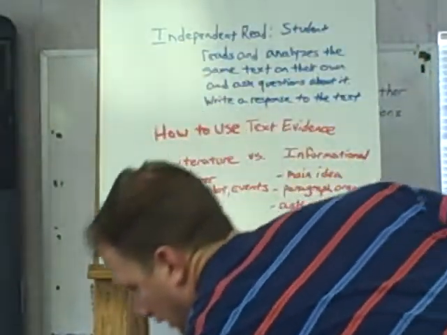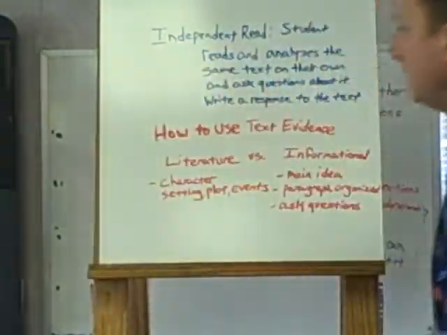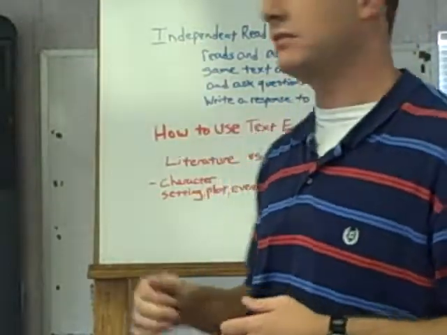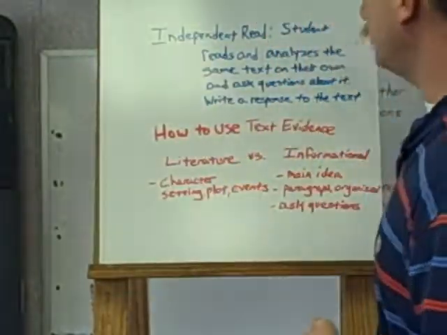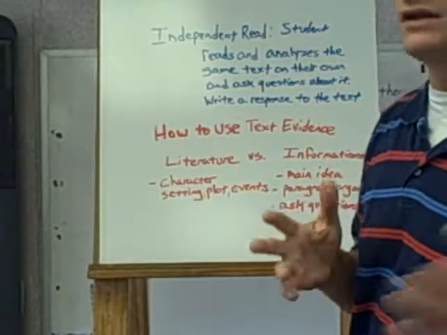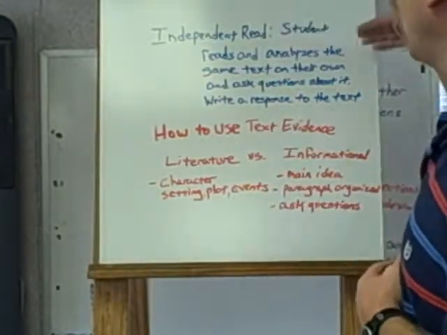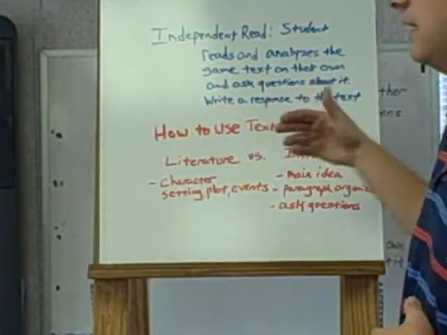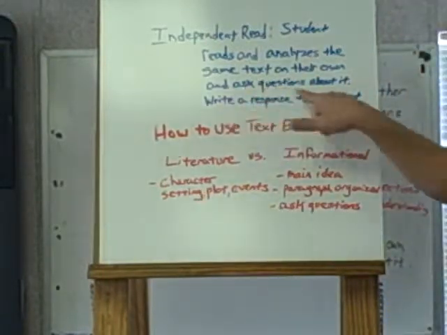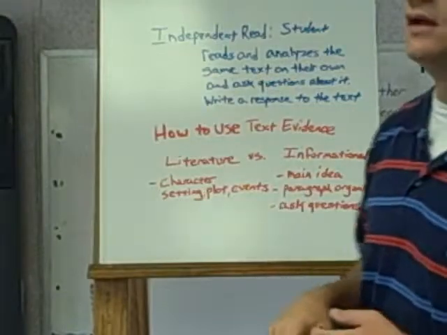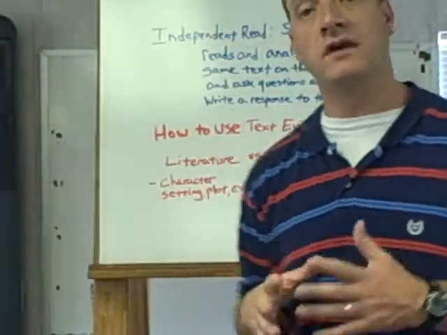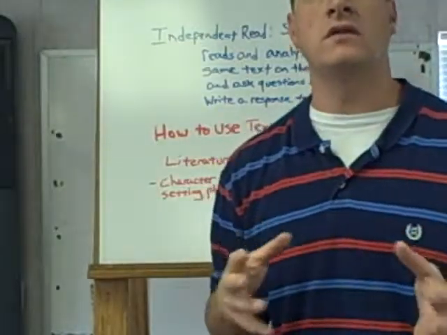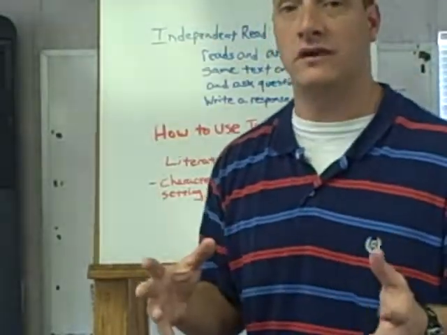Thirdly, this is called independent reading, or third read. You may hear it called third read by some teachers, or independent read. This is done by you, the student. You're doing this alone. It says students read and analyze the same text on their own and ask questions about it. Now, this is a challenging part, the asking questions. This is a new skill for many of us to be learning, but I hope by the end of this week we'll truly understand how to ask questions.